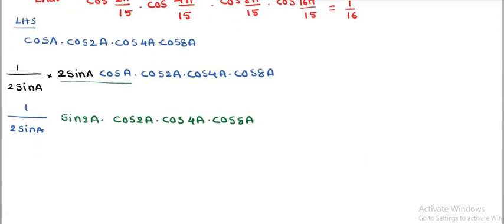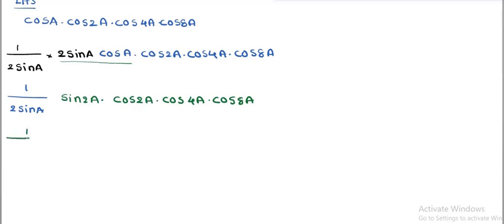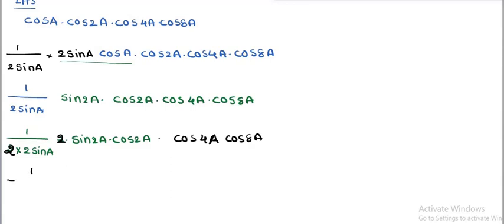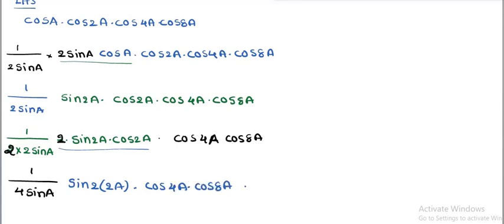Next, same formula, I will apply the same formula. So 1 by, I will take 2 into 2 sin A, multiplication and division by 2, 2 sin 2A cos 2A, multiplication and divided by 2, 2 sin A cos A into cos 4A cos 8A. Same, 1 by 4 sin A, 2 sin A cos A value, same, sin 2A, angles are same, 2 sin 2A, 2 into 2A, cos 4A cos 8A.